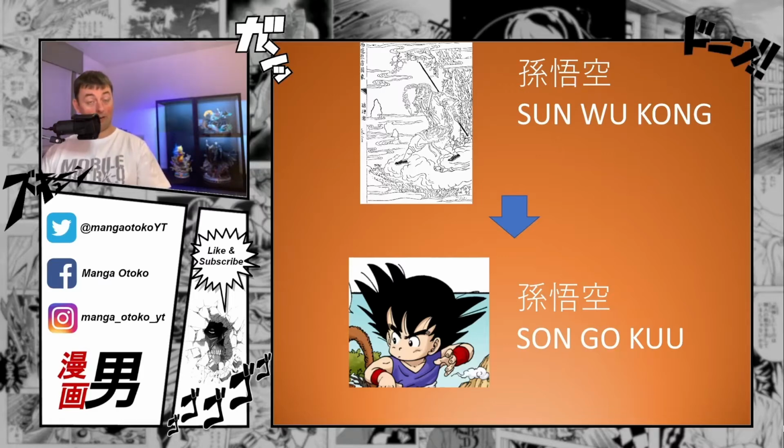So our Son Goku from the Dragon Ball manga is actually heavily inspired by the one from the story of Saiyuki, called Sun Wukong in Chinese. And in Chinese, these were the same original characters that were used for his name. So we don't need to look any further than that. It's basically just exactly taking the name as it was, but with the Japanese pronunciation.